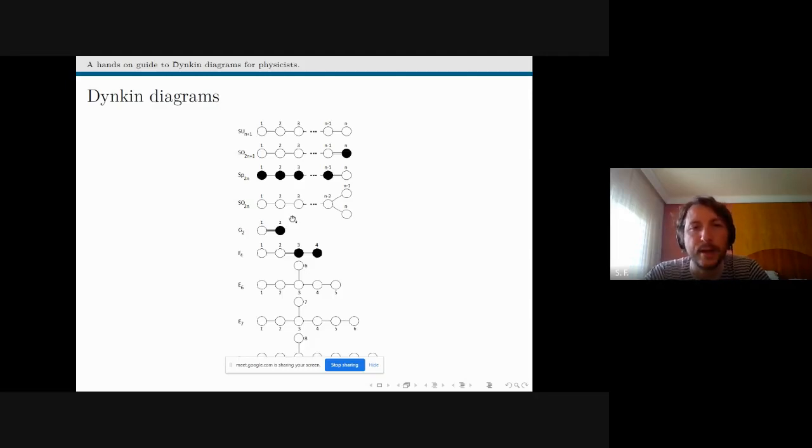Now, there are some really interesting things to note here, in particular for small n. For SU2, for example, the Dynkin diagram is just a single point. For SO3, when n equals 1, that will also be a single point. So SU2 and SO3 have the same Dynkin diagram. And what that is telling you is that their Lie algebras are isomorphic to one another. So you can start reading off some nice information purely from these Dynkin diagrams.